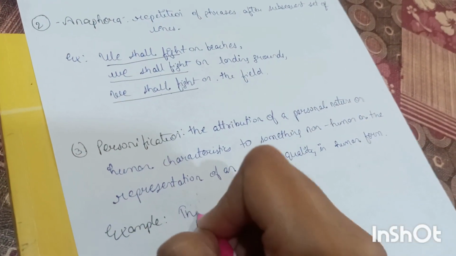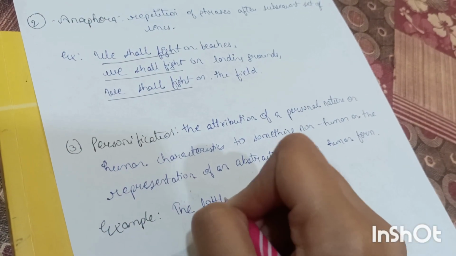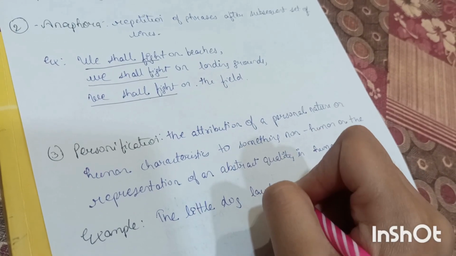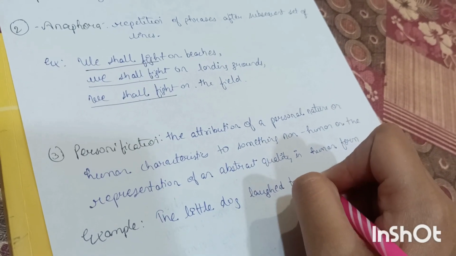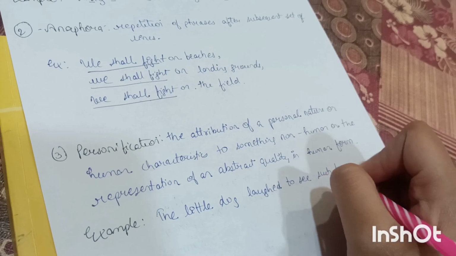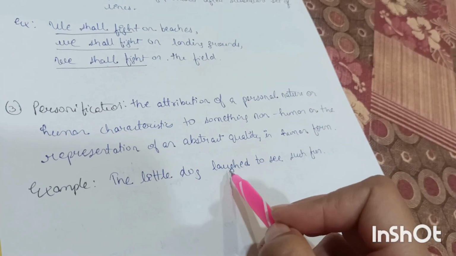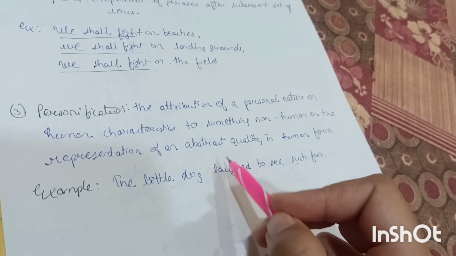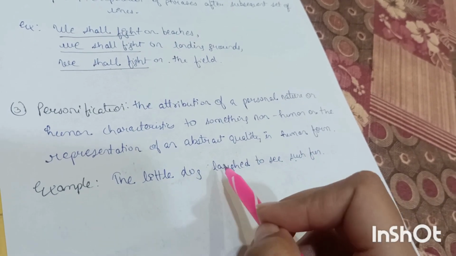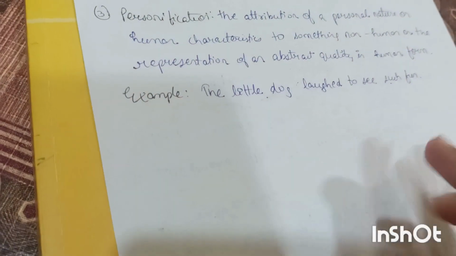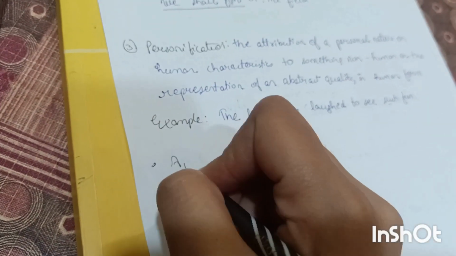The little dog laughed to see such fun. So over here we have given the dog the human quality of laughing. So this is the example for personification. So another one is apostrophe.